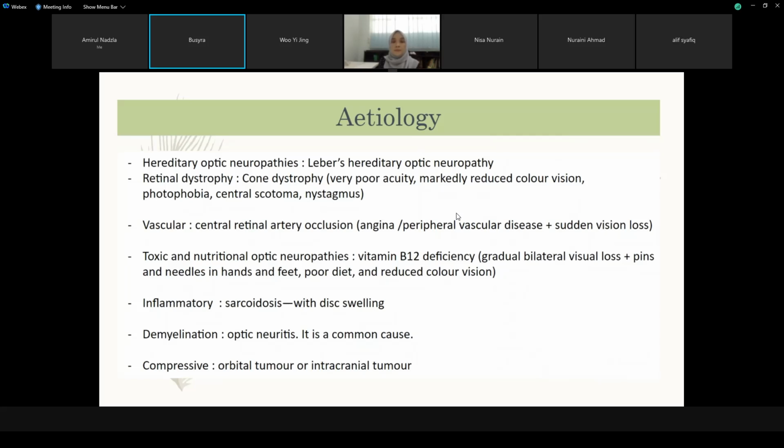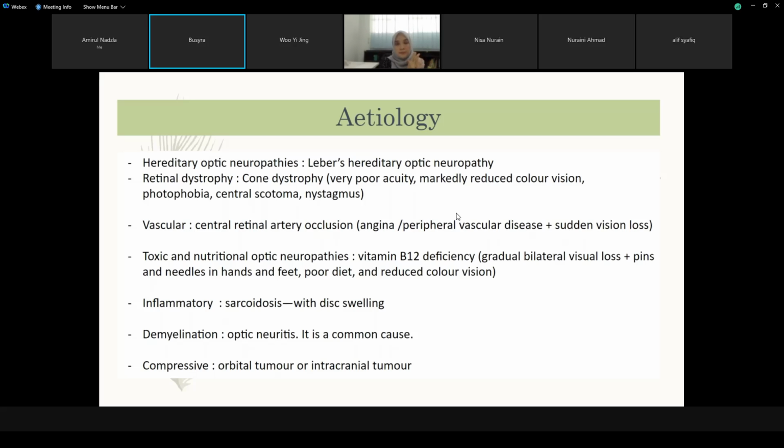For the etiology, there are many etiologies for optic atrophy. It can be from the hereditary optic neuropathies, such as Leber's hereditary, which is an inherited form of vision loss. It also can be caused by retinal dystrophy, such as cone dystrophy, which is manifested by very poor visual acuity, reduced color vision, photophobia, and also central scotoma with nystagmus.